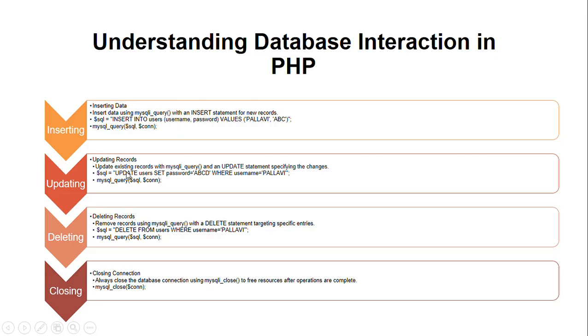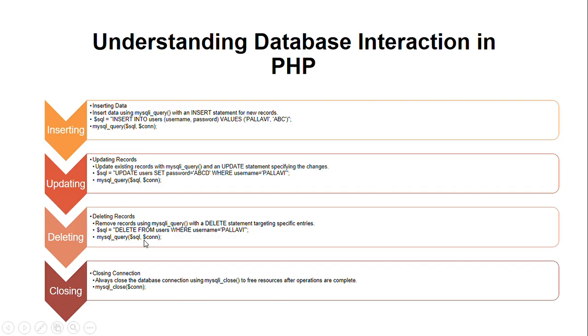Similarly, if I want to update the records, I will be using the update statement: update table name, set attribute is equal to new value. So you can see the previous password was ABC. Now I have changed it to ABCD. The where condition is important. Otherwise, for all users, the password will be ABCD. I want to change the password only for the username Pallavi. That's the reason I have included a where condition. So mysql_query will always be the function if you want to execute any query. In brackets, you have to write the query, comma, the connection.